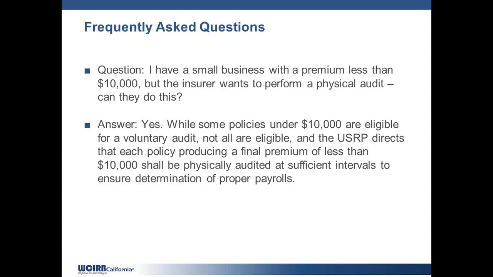While some policies under $10,000 are eligible for a voluntary audit, not all are eligible. And the USRP directs that each policy producing a final premium of less than $10,000 shall be physically audited at sufficient intervals to ensure determination of proper payrolls. So the bottom line is, although the insurer can choose to do a voluntary audit in some circumstances, they could also choose to perform a physical audit.